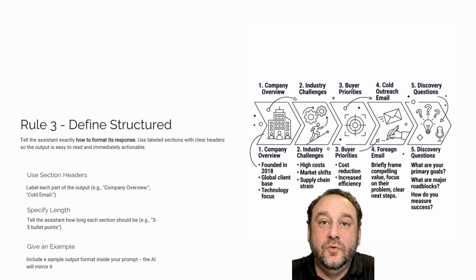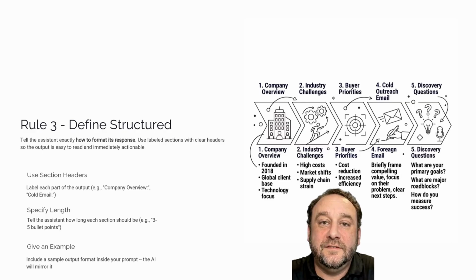The third rule of assistant design is defining how the output should be structured. When the AI knows how the response should be formatted, the results become much easier to read and use. For example, you might ask the assistant to organize its output into sections such as company overview, industry challenges, buyer priorities, outreach email, and discovery questions.